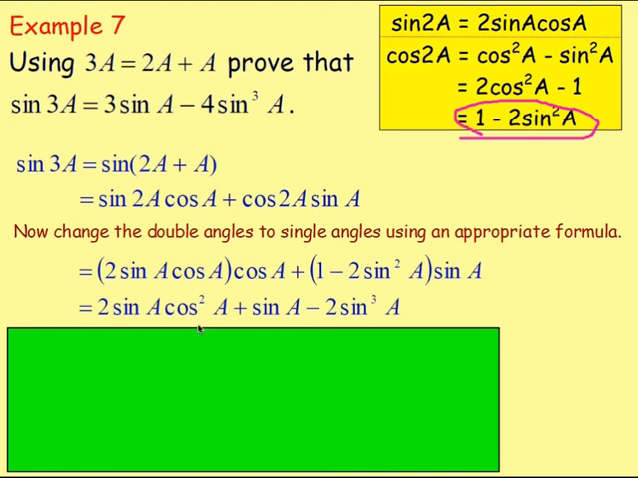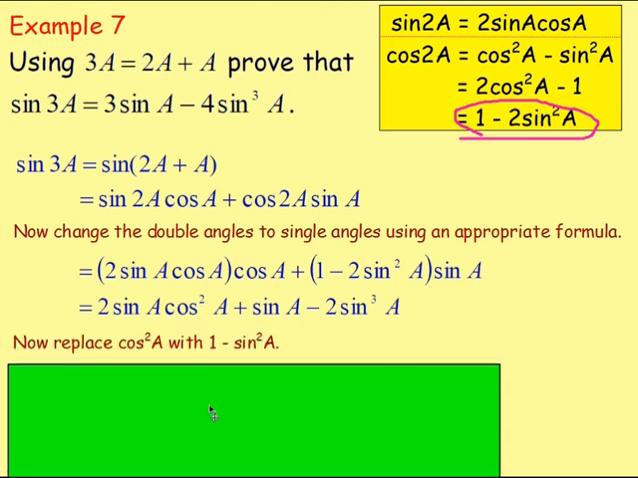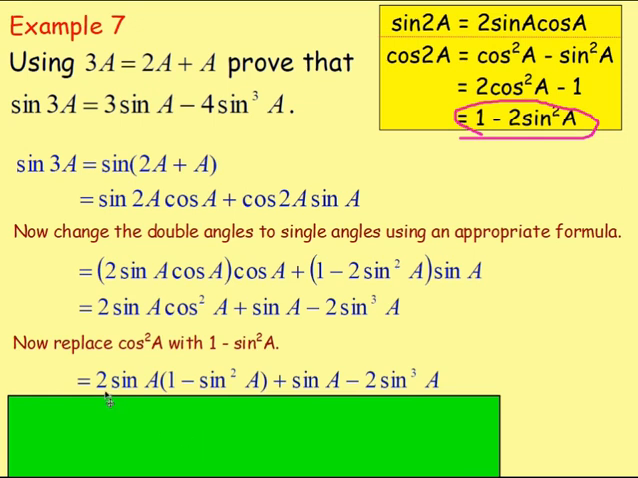Good. We want to replace this cos squared A. Again, looking at the answer that we're wanting, it's only in terms of sine. So we want to replace anything that's in terms of cos. Sandy is perfectly right. Cos squared is equal to 1 minus sine squared. Good. So we can write that as 2 sin A brackets 1 minus sine squared A, plus the sin A that's staying there, minus the 2 sin cubed A, which is also staying there.